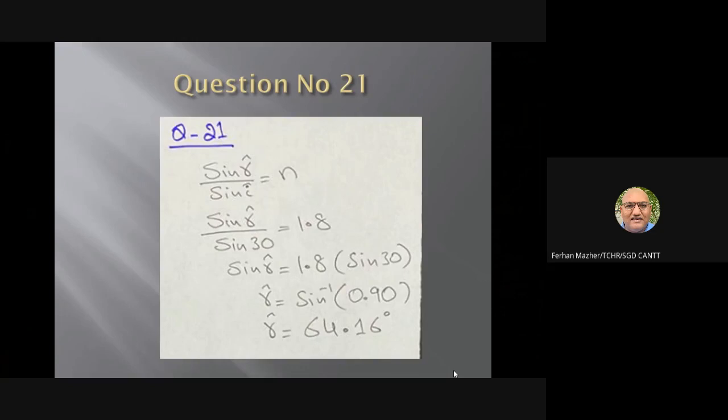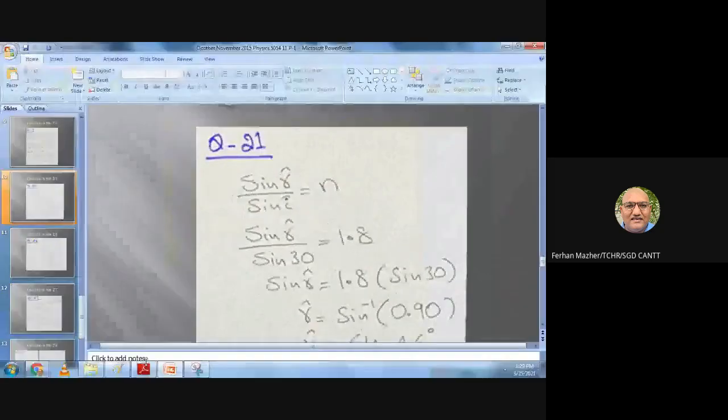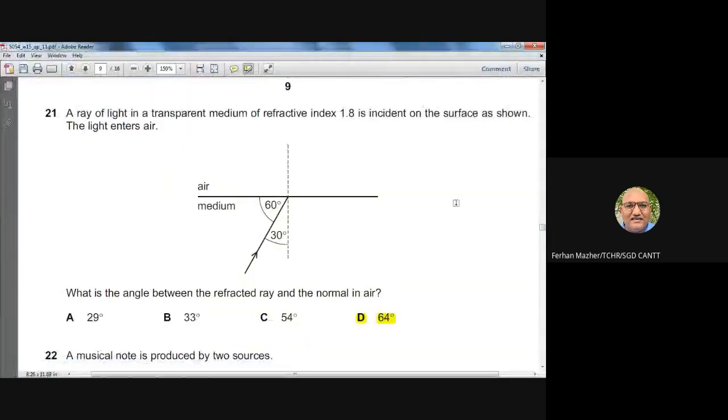The r value will be 64.16. I hope you can do this on the calculator. 64.16 will be the angle of refraction. So let's check: 64 point something, so D is the choice. I hope you have understood. The marking scheme also says D. Question number 21. D is the right option.